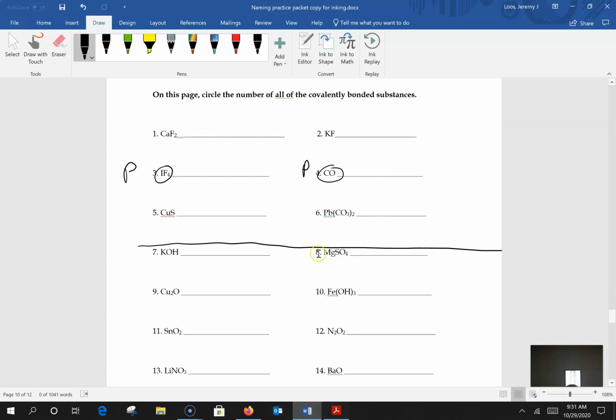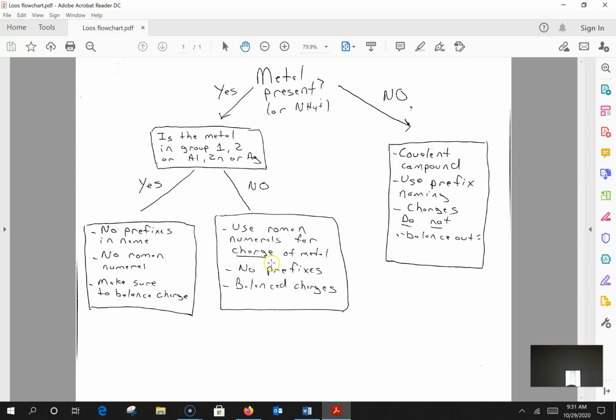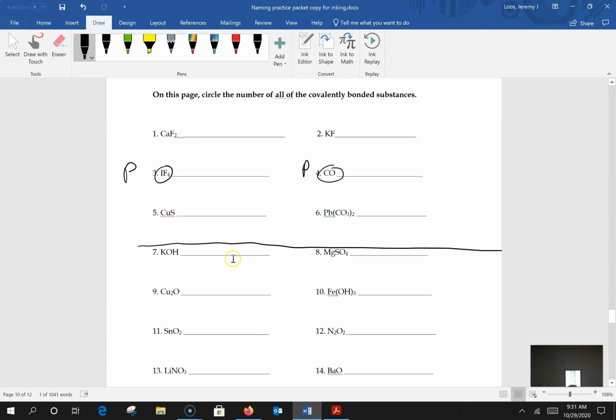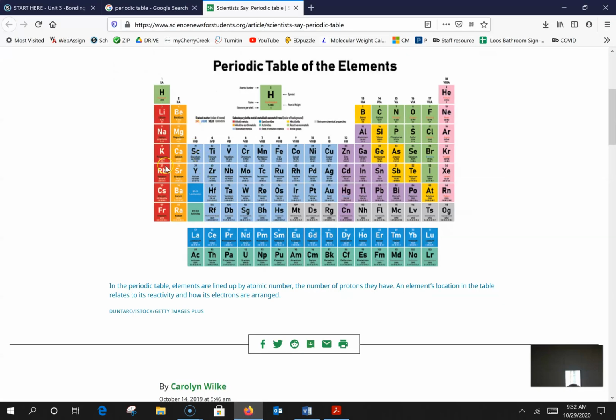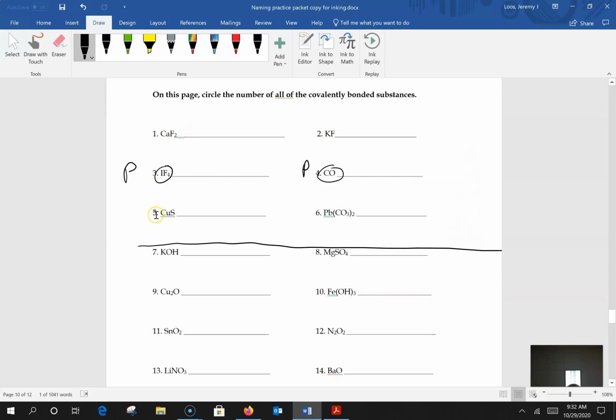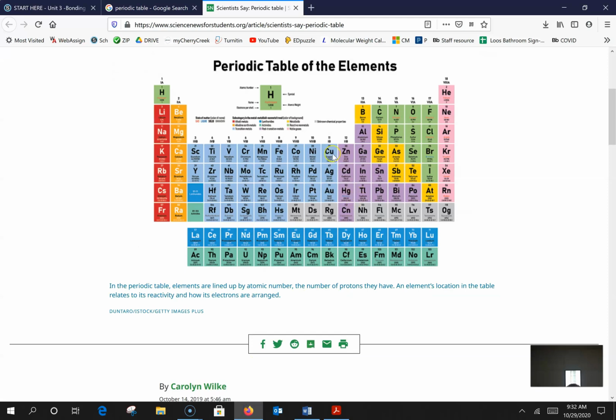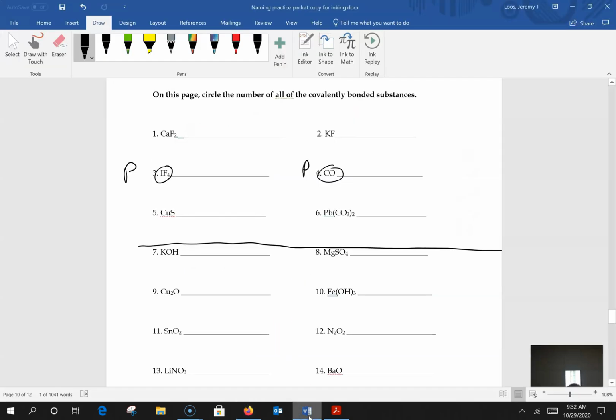Remember, the Roman numerals are going to be, if the answer to this question is no, is the metal in group 1, 2, or aluminum, zinc, silver? So neither of these two need Roman numerals, because calcium is in group 2. It's in the second column of the periodic table, and potassium is in group 1. So therefore, those aren't going to have Roman numerals, but copper will. Copper is in the middle. Copper is right here. That's going to need a Roman numeral. So maybe I put a little R there to indicate that I need a Roman numeral, and as does lead.